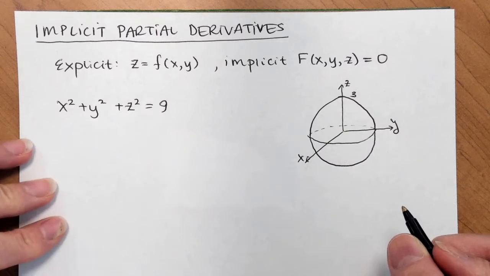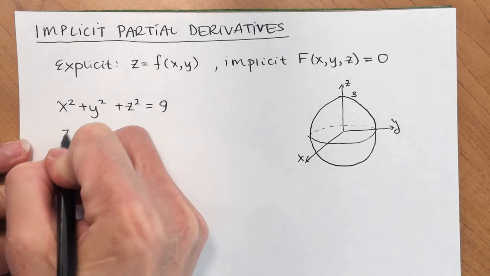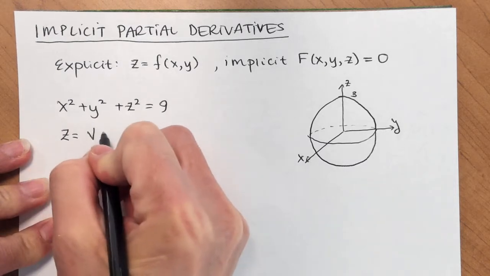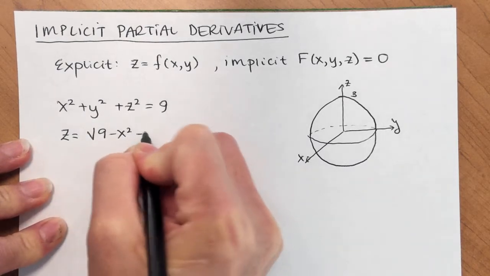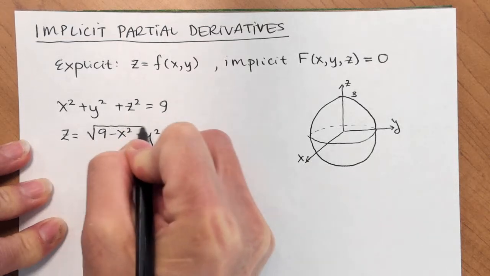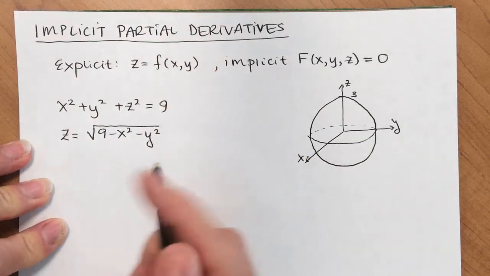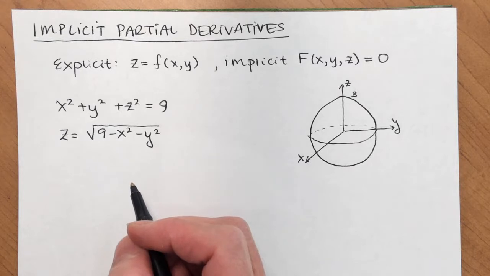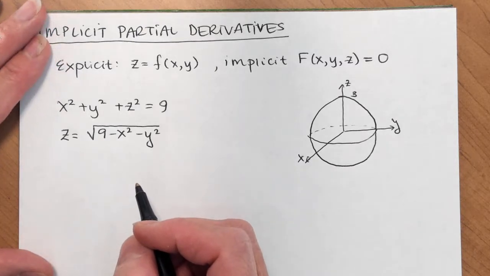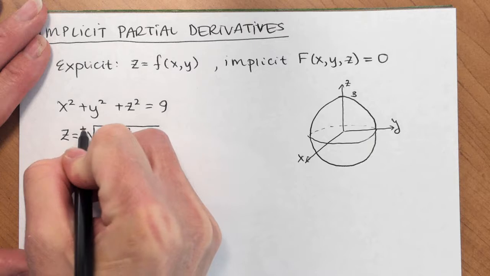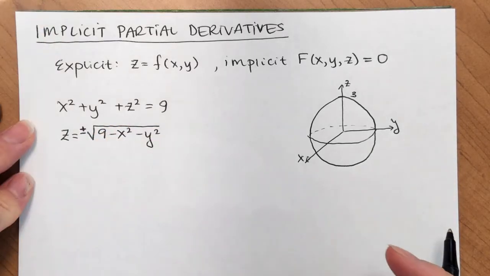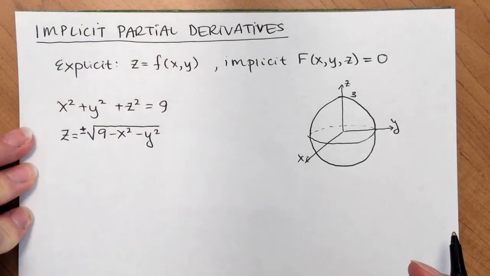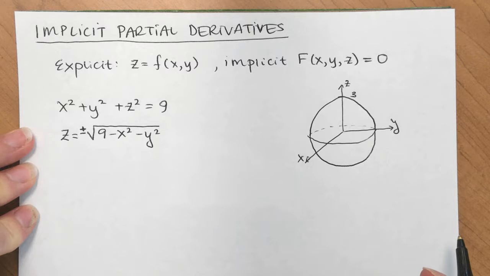An explicit formula would be z equals the square root of 9 minus x squared minus y squared. But of course, there's a little subtlety here in that there are two solutions for z, because z also equals the negative square root of 9 minus x squared minus y squared. The surface of a sphere cannot be described as the graph of a single function, but each hemisphere can be described by an explicit formula.